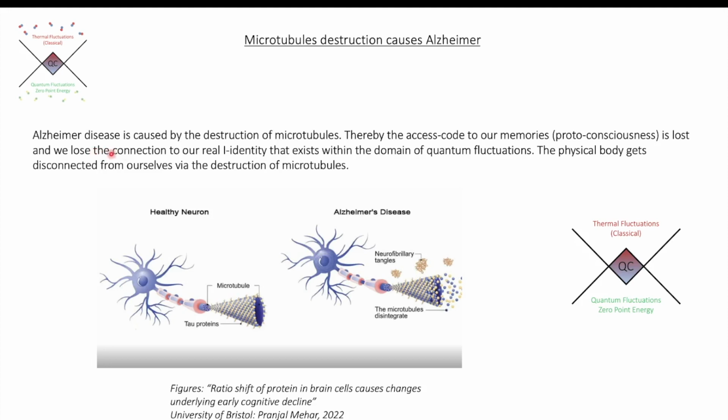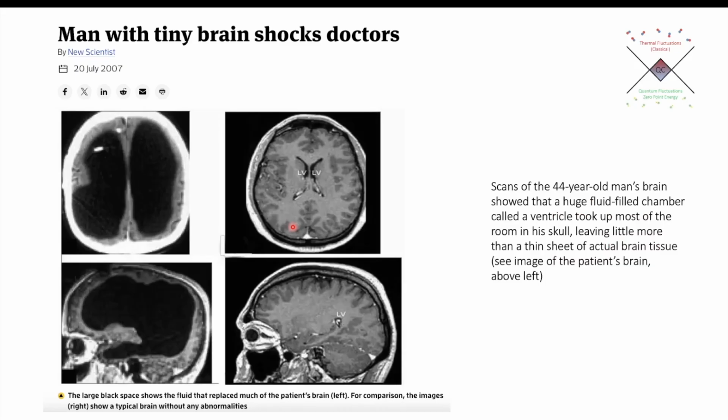So I wrote here, Alzheimer disease is caused by the destruction of microtubules, thereby the access code to our memories, meaning to our proto-consciousness, is lost, and we have lost the connection to our real I identity that exists within the domain of quantum fluctuations. The physical body gets disconnected from ourselves via the destruction of microtubules. So I think that's an interesting aspect.